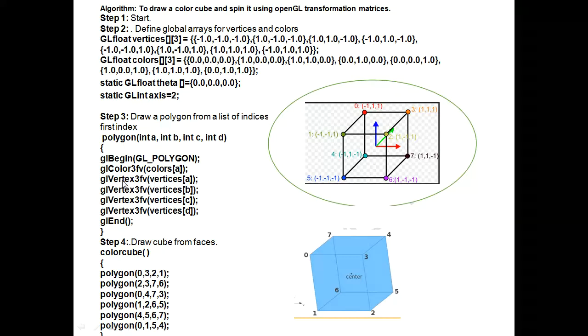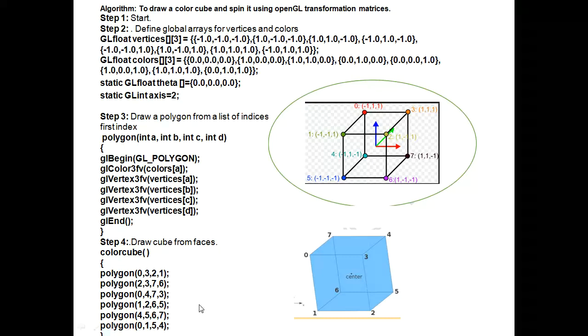This is the vertex 3fv. How is the vertex made? To make a vertex, we require the three coordinates x, y, z. The value of this is a vector. Vector means it requires more than one value, which in this case means the three coordinate values. Where are the three coordinate values? They are available in the vertices array. Vertices of A. A is nothing but 0. So the vertices of 0. What is there in vertices of 0? Minus 1.0, minus 1.0, minus 1.0 will be taken, and it creates the vertex.